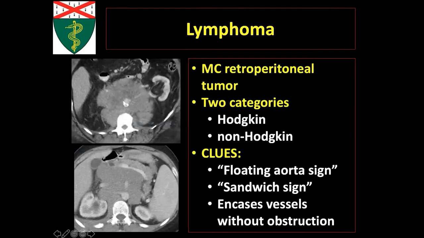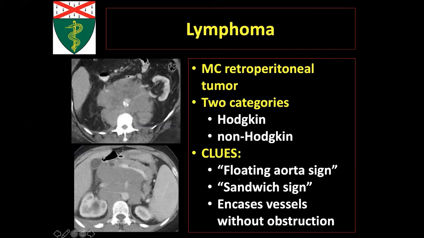And we look at lymphoma, it's the most common retroperitoneal tumor. We can maybe recognize this case as one of our unknown cases, a case of lymphoma. There are two categories, Hodgkin's and non-Hodgkin's. And there are certain imaging clues that we look for to make a prospective diagnosis of lymphoma. We notice that lymphoma often, when it's involved in the retroperitoneum, will lift the aorta off the spine, called the floating aorta sign.